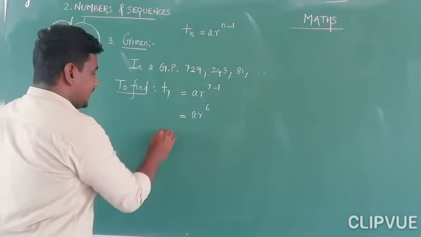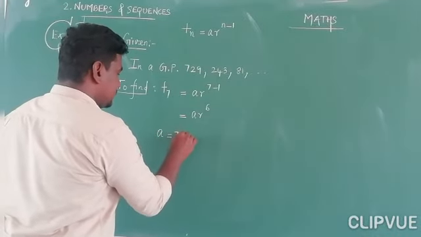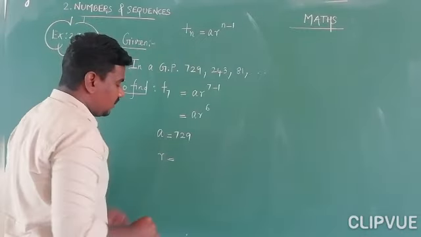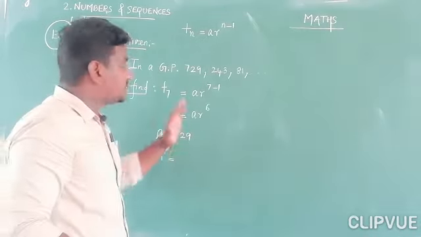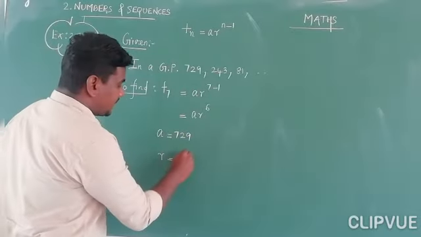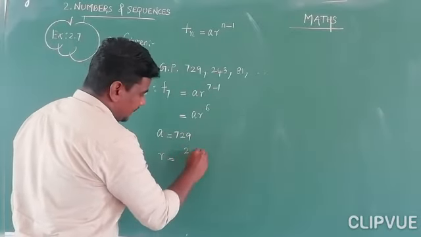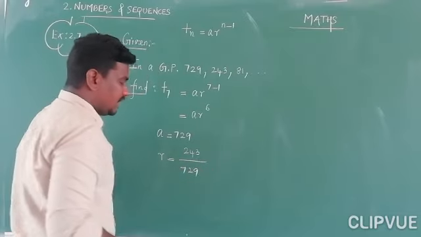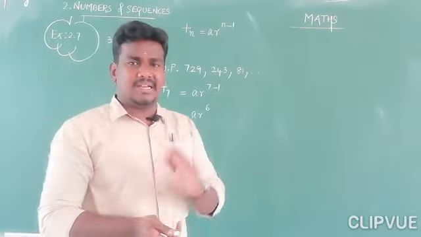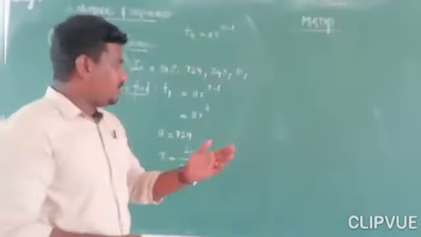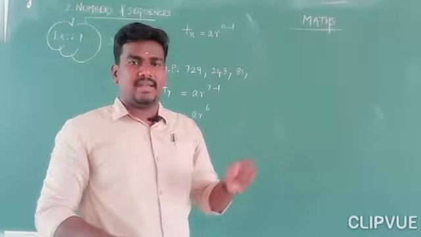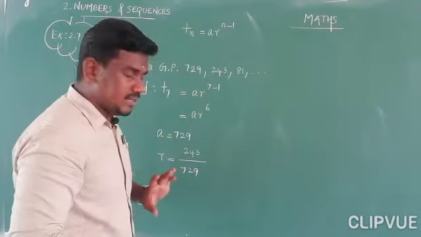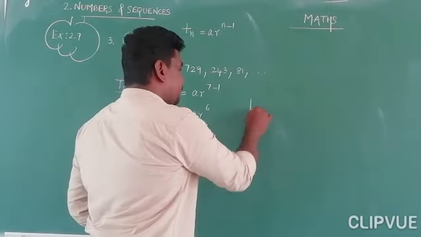So what is a? First term, a is equal to 729 and r is equal to, you know how to find r? It is the ratio of second term and first term. What is second term? 243 by first term 729. If you have 3-digit numbers, better you can find their prime factors. If it is 1 by 5, 1 by 2 or 2 by 10, we can easily simplify them.